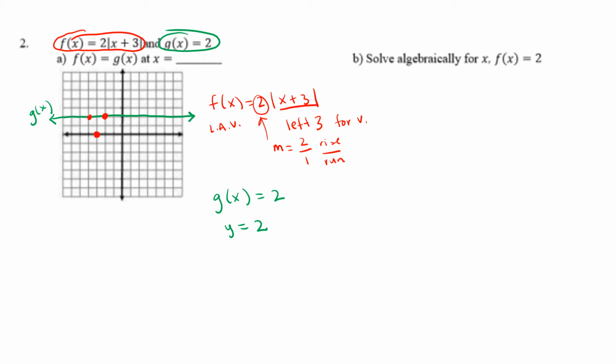Now, why we did g of x first is because now we don't need to keep going up 2, right 1, up 2, left 1. We could if we really wanted to, but let's just stop at that g of x line because we know we don't need to go any further than that. That's kind of the important pieces that we need. We can draw our absolute value graph now. Something like that. Again, what we're saying is, where do these two functions equal each other, right? Where they intersect.